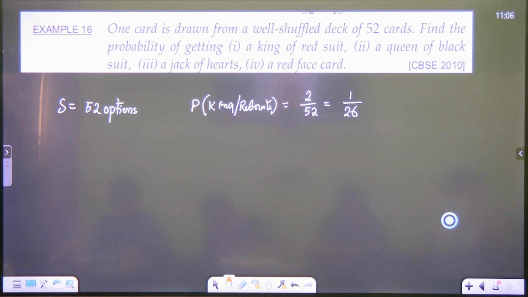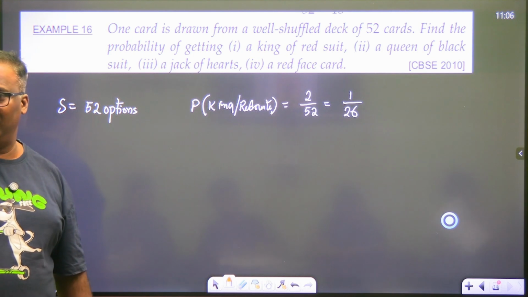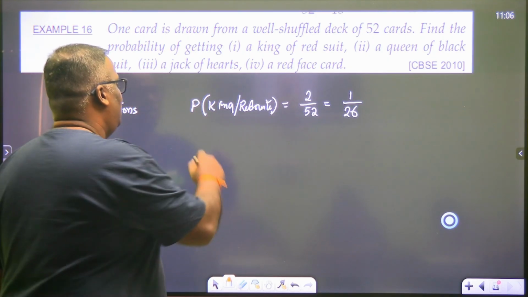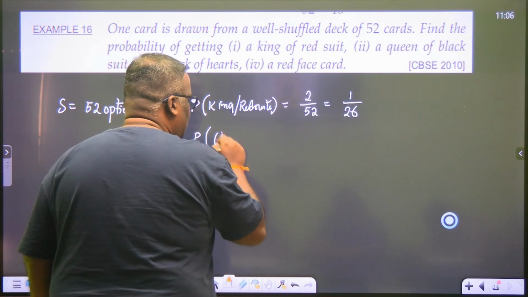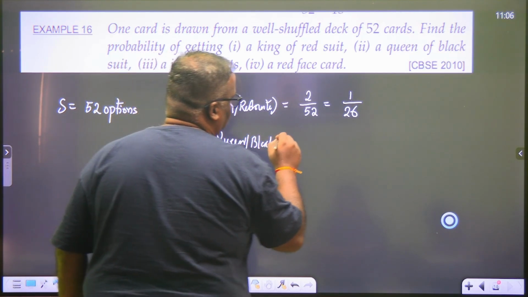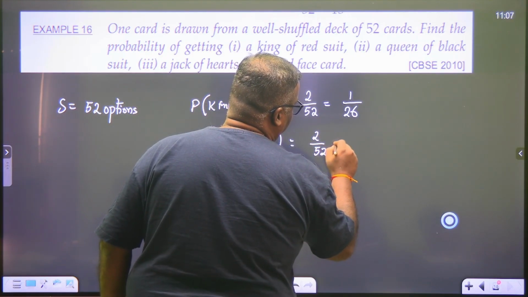Then a queen of black suit. How many black suits? 2 black suits. Each black suit has 1 queen. Therefore, the probability of getting a queen of black suit should be equal to how much? 2 upon 52.